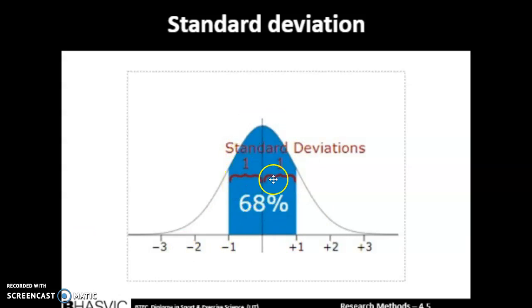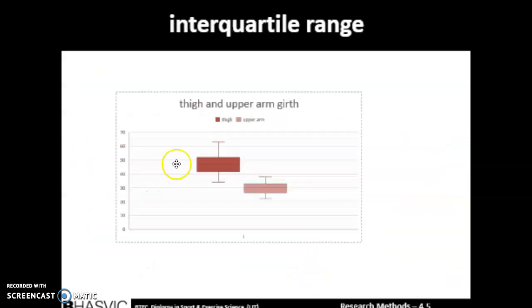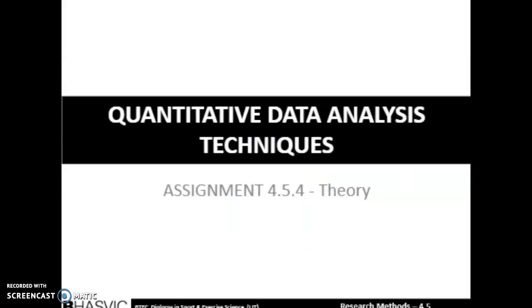Just another way to show where the spread of the data is. So we've got the range, which shows how big the spread of the data is. We've got the interquartile range, which shows you the middle 50% of the data, and this shows where the data lays as well, but with standard deviation instead.